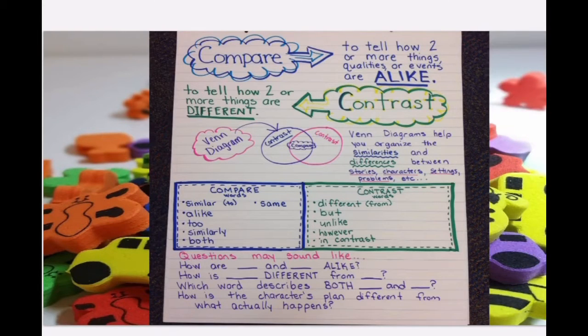Comparing means to tell how two or more things, qualities, or events are alike. And contrast means to tell how two or more things are different. Most of the time we use a Venn diagram to help us organize our similarities and differences between stories, characters, settings, problems, and so on. Sometimes you might answer questions like: how are they alike? How are they different? How are they similar? And that is comparing and contrasting. So that's what we're going to do today with Cinderella and Cinderella.